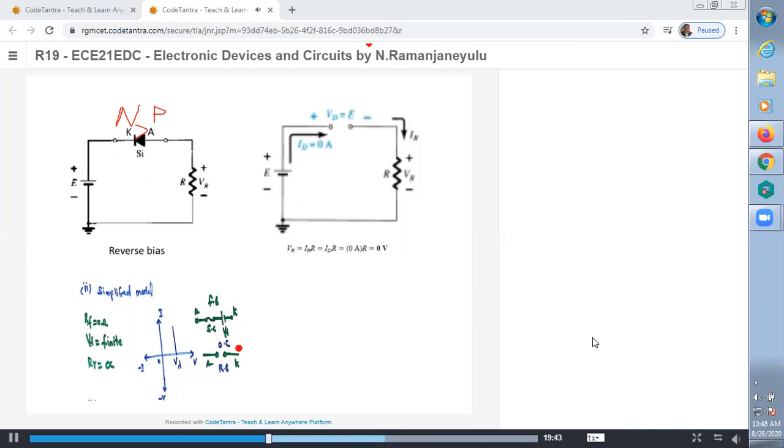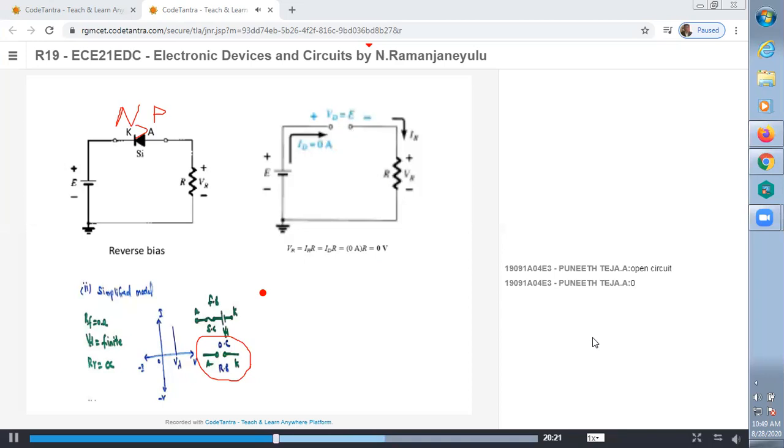What is the model here? When the diode operates in reverse bias, its model is an open circuit. Simply replace the diode with an open circuit. So with the open circuit, no current flows through the loop. There is no current through the circuit, so IR is equal to 0. Now IR equal to 0 means what happened? VR also 0. Remember this.